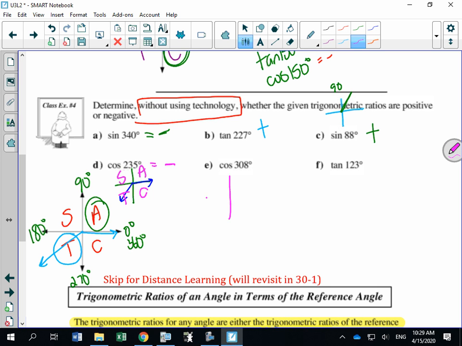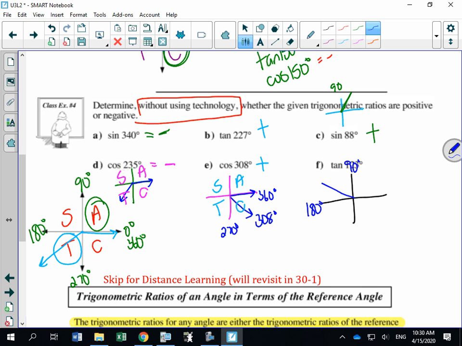Cos of 308 degrees. So where is that? 308 degrees will be in quadrant four. And according to the CAST rule, cos is positive in this quadrant. So if I type in cos of 308 degrees on my calculator, I'm going to get a positive answer. Tan of 123 degrees. So where is 123 degrees? If this is 180, that's 90. 123 will be in here. And according to my CAST rule, I'm in the sine quadrant, which is S. So only sine is positive, so tan will be negative. Okay.